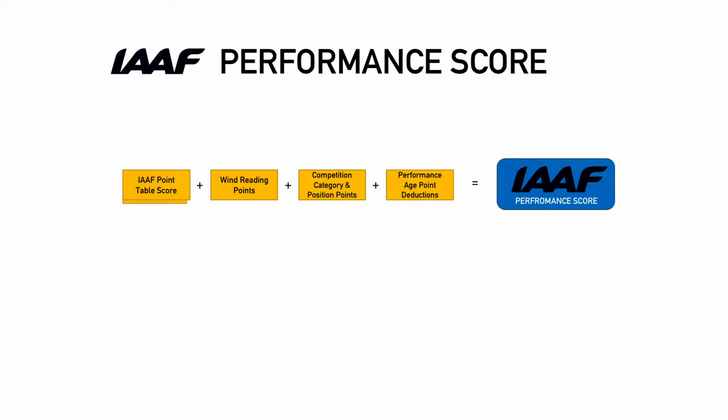So your IAAF point table score. There's an IAAF table of points for every single event, and you can get this via the IAAF website, and it effectively gives you the points you have for your said performance. So let's say you ran 10 seconds in 100 meters, that will give a certain number of points. Let's say you threw 20 meters in a shot, that'll give you a set number of points. On top of that is added the wind reading points. And those wind reading points obviously don't come into consideration for certain field events or track events that are 400 meters or further. And then after that you have competition category and position points, and also performance age point deductions, which I will go into depth with later.